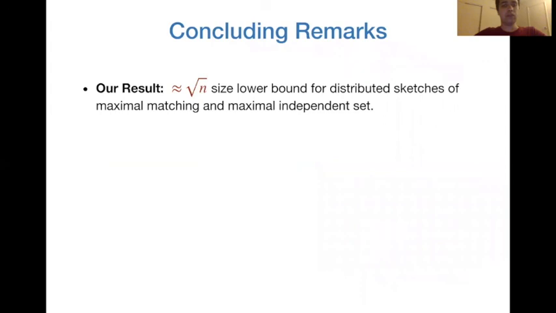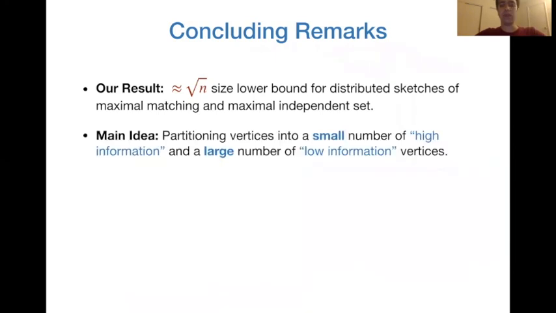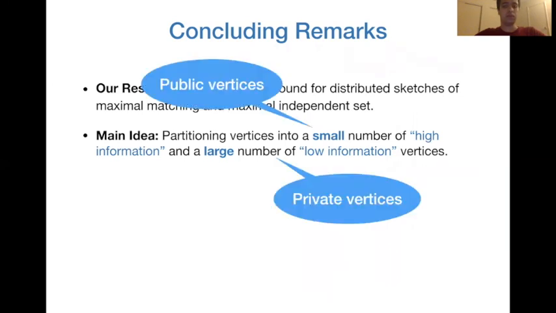Okay, so now let me wrap up quickly. What we prove is an omega square root n size lower bound for sketches of the maximal matching and MIS problems. The main idea in our proof was to partition the vertices into a small number of informative vertices, the public vertices, and a large number of low information vertices, the private vertices, and then bound the information revealed about each of them based on their messages differently, and then get the final lower bound.